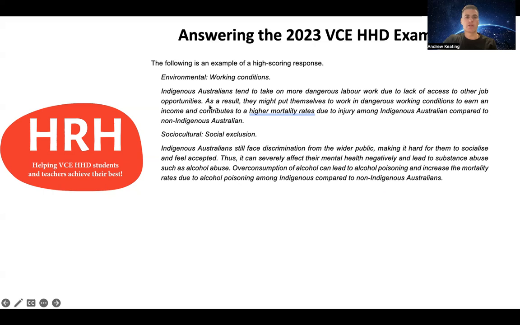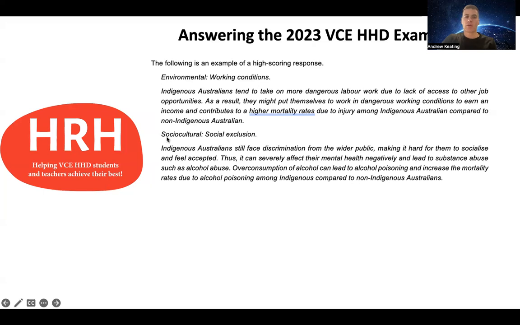So you can see here, this student in the second sentence said, as a result, they might be more likely to put themselves to work in dangerous working conditions to earn an income, which might contribute to higher mortality rates due to injury among Indigenous compared to non-Indigenous Australians. So once again, you can see there they've mentioned both of the groups in their second sentence, but I'd probably recommend that you try and do that in the first sentence just to make it really clear how that factor is different for the two groups you're focusing on.